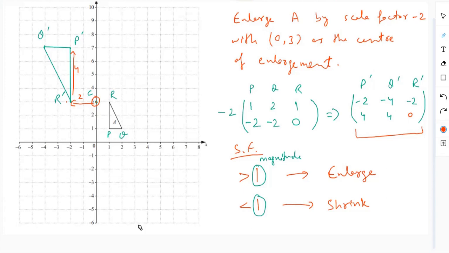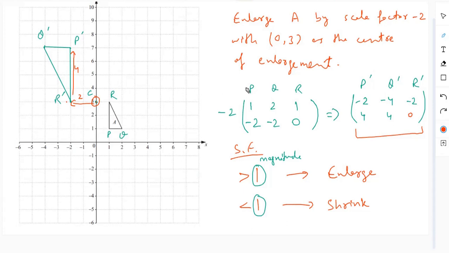Yes, these are positions from the center. These are not coordinates, these are the positions of those points, relative positions of those points from the center of enlargement. These are not coordinates from the origin. All right, acha, let's move on.